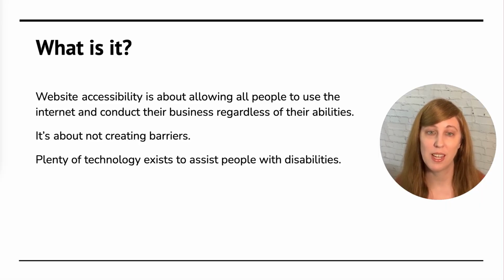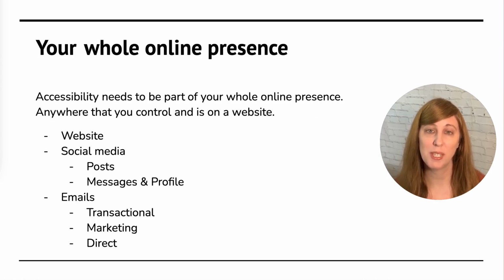So what is accessibility? Accessibility is about allowing all people, regardless of their abilities, to use your website and to interact with you on social media and via email. Plenty of technology already exists to help people use the web, email, and social media. What we need to do as web developers is not put up barriers. Web accessibility is about your entire online presence. So wherever you have your content and you can control your content, you need to be considering web accessibility. That means not just your website, but also your social media, including your posts, your private messages, and your profiles, and your emails, including your transactional, marketing, and direct email.